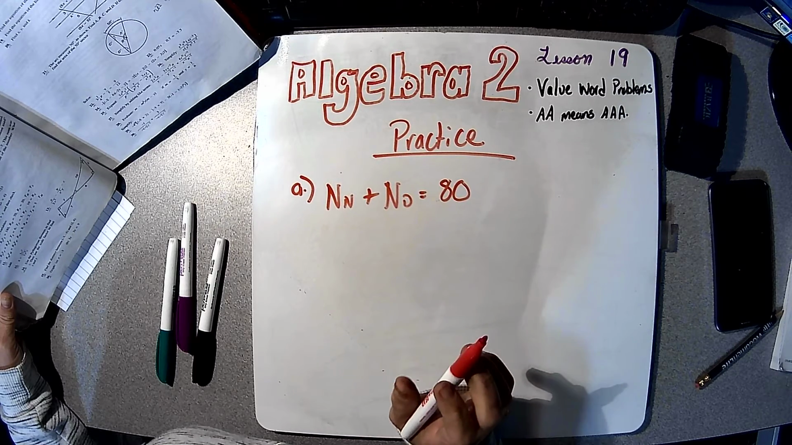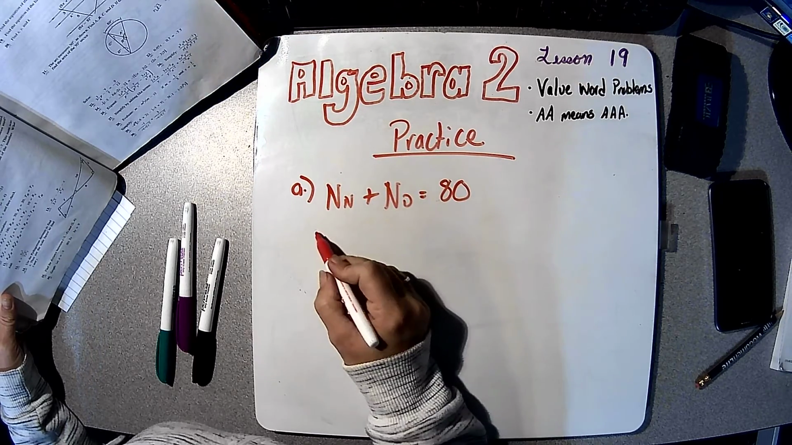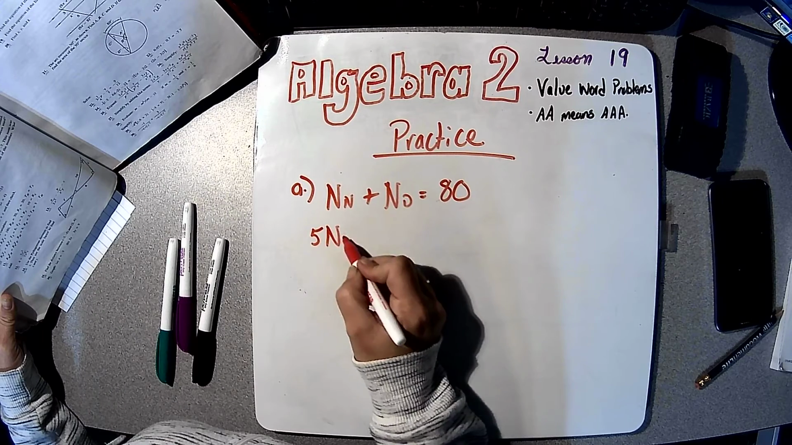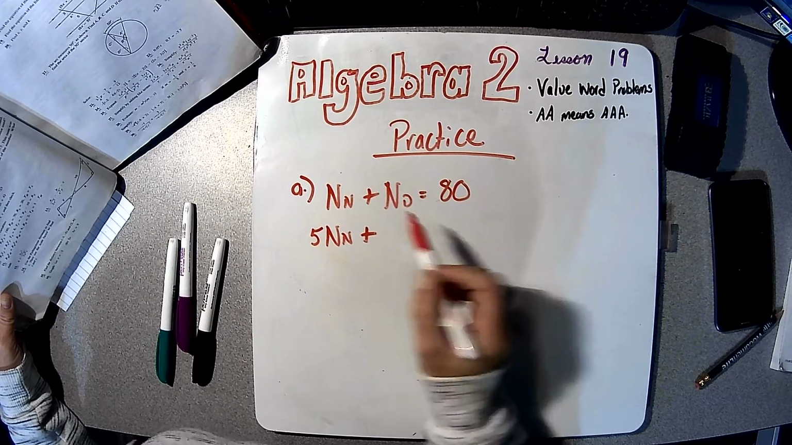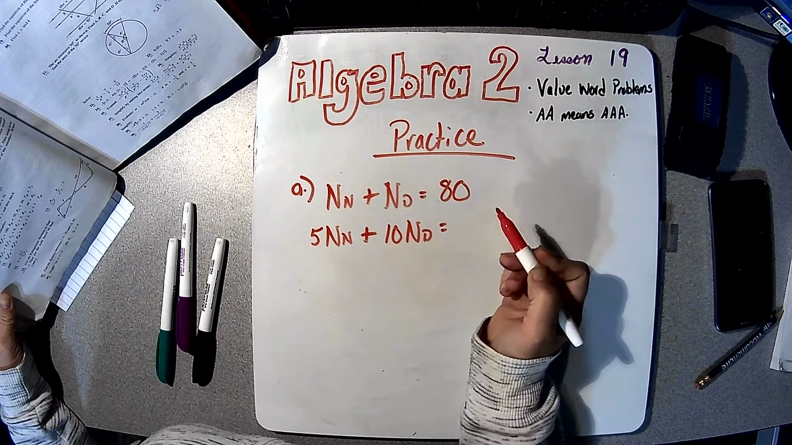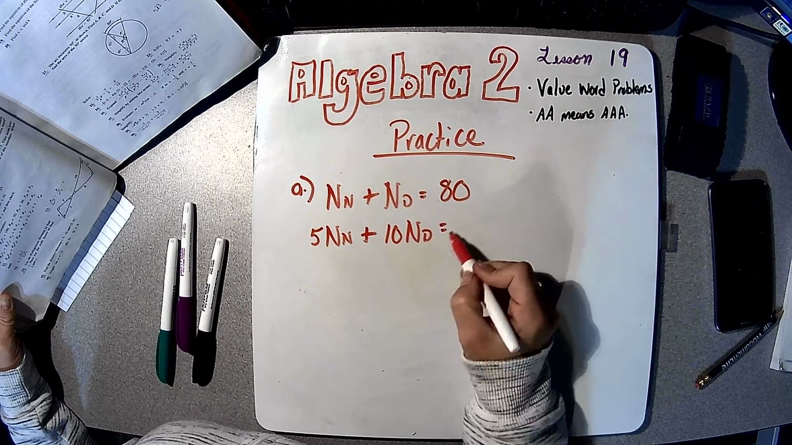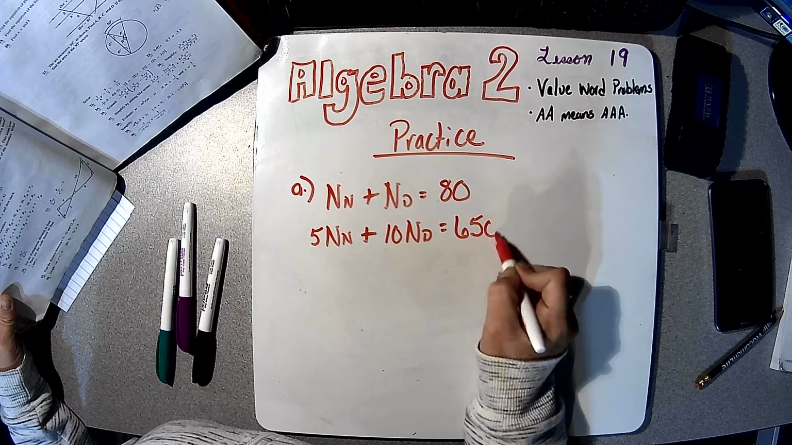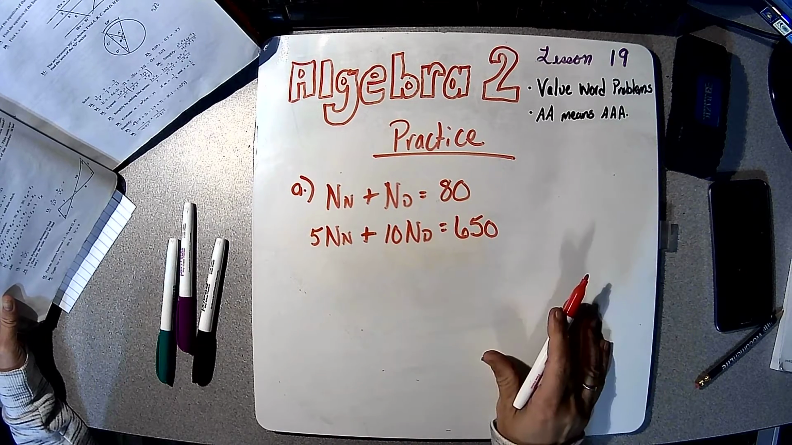All right, nickels are worth 5 cents. So 5 times the number of nickels plus dimes are worth 10. 10 times the number of dimes equals $6.50. How many pennies will be in $6.50? 650. Okay, that way we don't have any decimals in there.